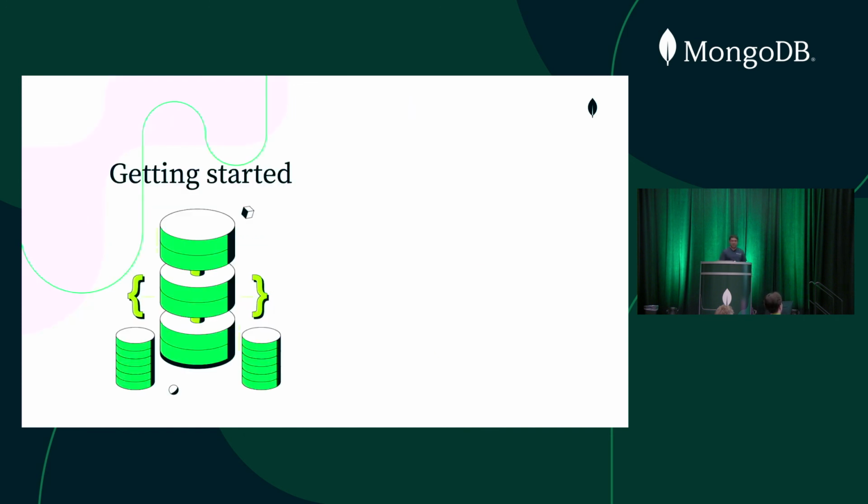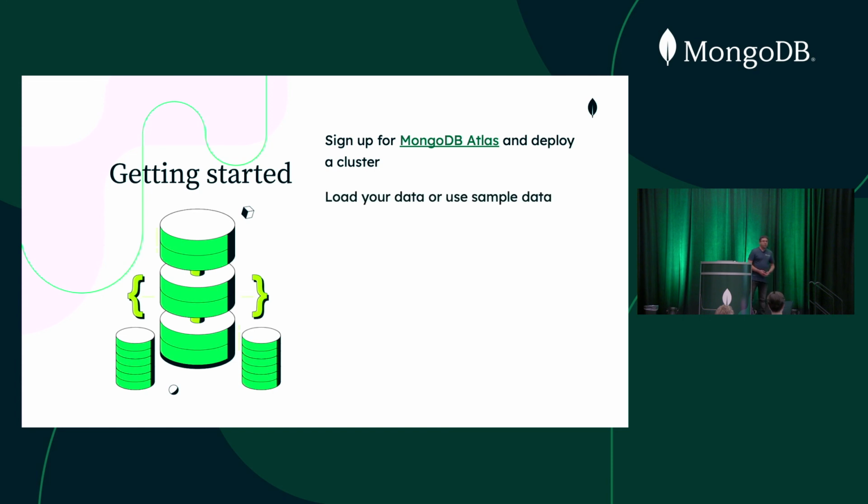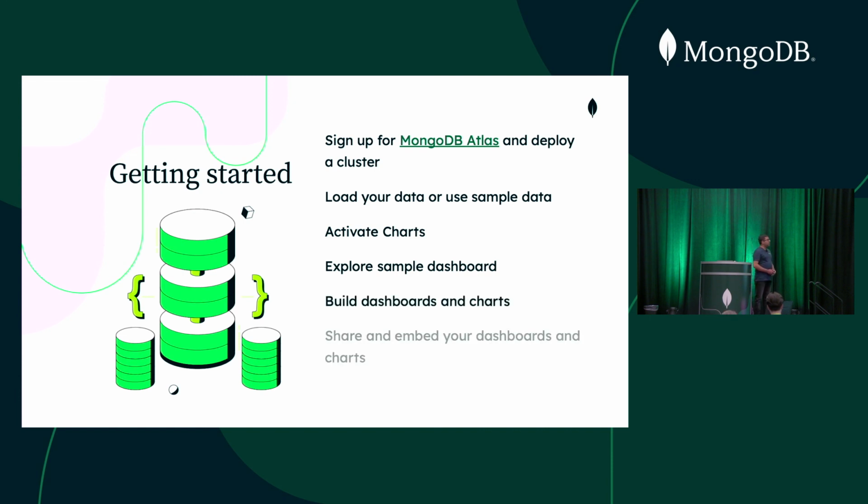So how would you get started with charts? First, sign up for MongoDB Atlas and deploy a cluster. Then load your own data or sample data. Third, activate charts, explore the sample dashboard, or create your own dashboards and charts. Then share and embed your dashboards with your users.